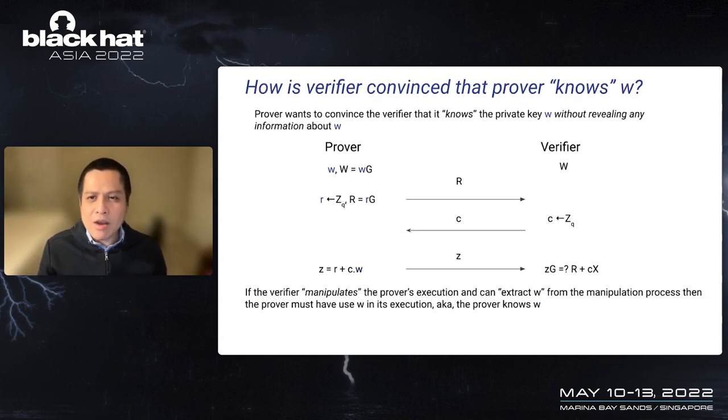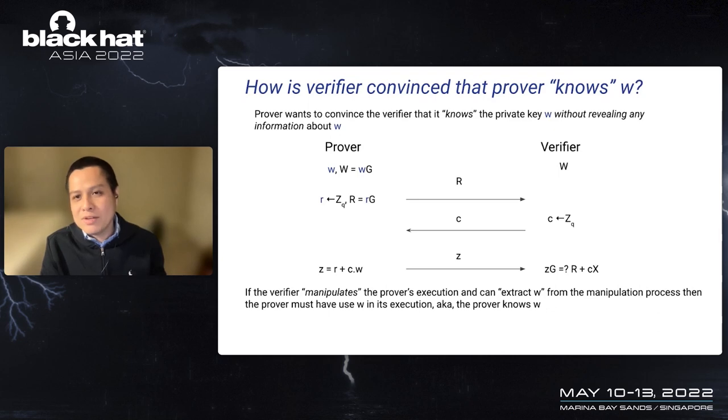The hard part is, how is the verifier convinced that the prover knows w? This is one of the most confusing definitions in zero knowledge proof. If it's the first time you deal with it, you will think it is very strange, so I will go a little bit slow on this. Think about the prover as a process in a computer. If the verifier interacts with the prover process, and somehow, by torturing the prover, or accessing it to do random stuff, or cloning it, whatever, in the end the verifier can extract the private key, then the verifier is convinced that the prover must have known the private key. Otherwise, where does the private key come from?